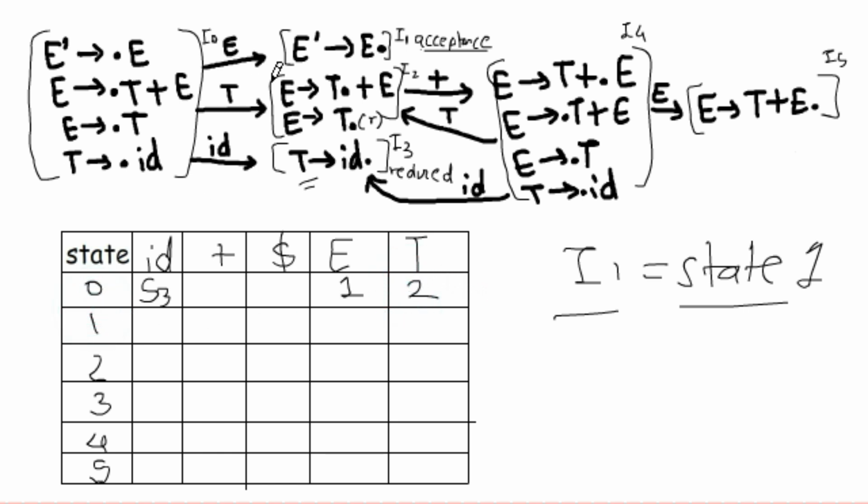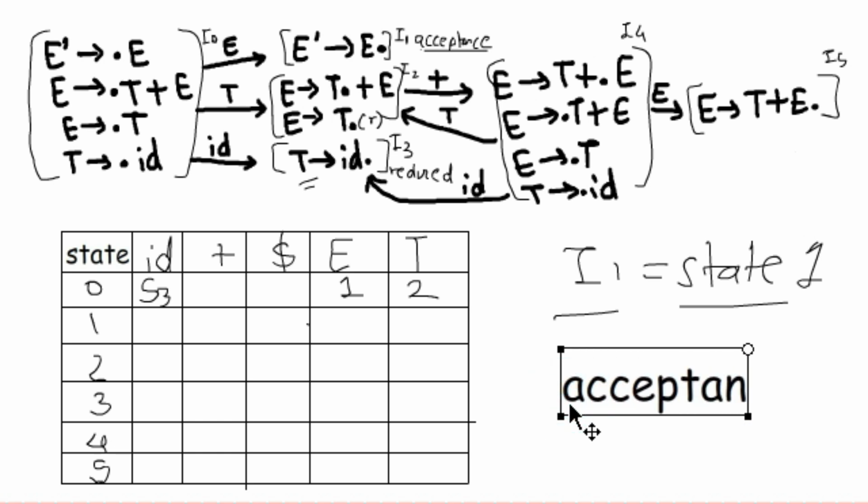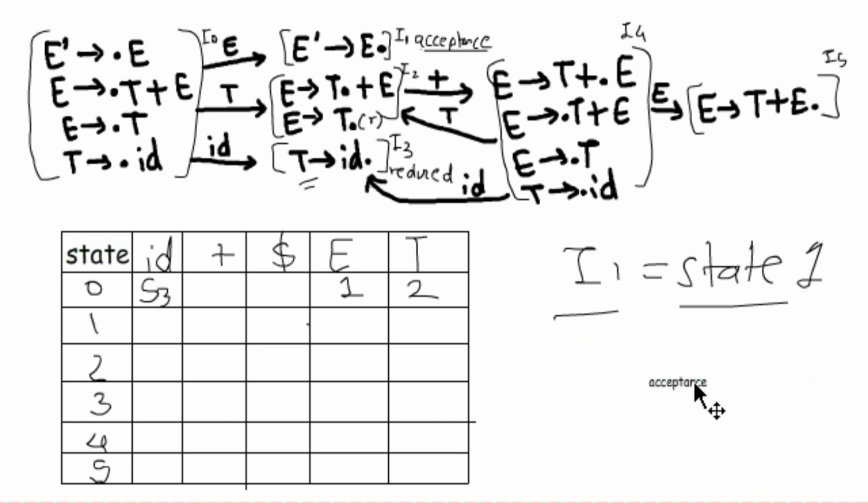Now look at state 1. This is state 1. State 1 is the acceptance state. So you just have to write acceptance at the dollar. You have to write acceptance in that small cell. That's it. Now, you don't have to fill anything else because there is nothing else in item 1.